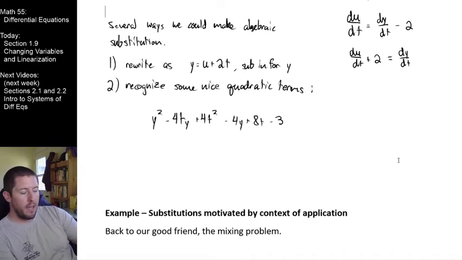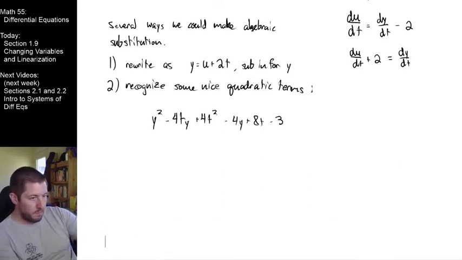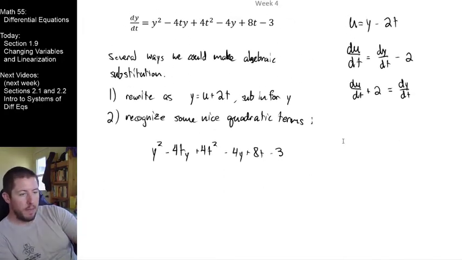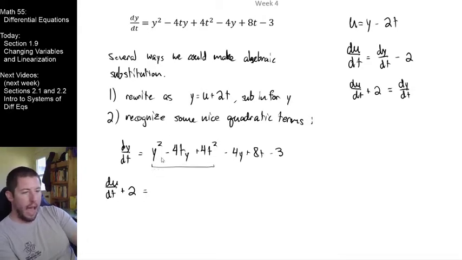Well, it seems like these guys, and I should give myself some more room right here. This is my dy/dt. So here's the thing I'm seeing. One, I know I'm going to replace dy/dt with du/dt plus 2. Over here, what I'm seeing is that those guys are actually a perfect square trinomial exactly. y squared is y squared, 4t squared is 2t squared, and y times 2t times 2 is going to give us our middle term. It looks like we got a minus in there. So this is actually, oh my gosh, what do you know? That's actually y minus 2t squared.